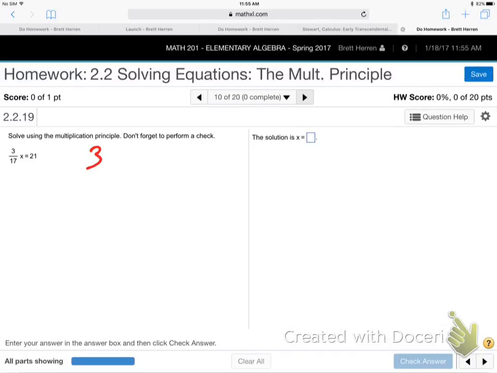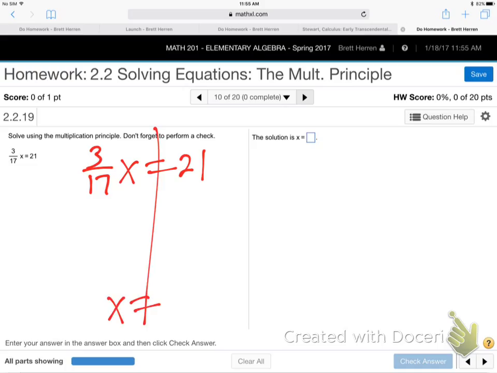Okay, so we have 3/17 x is 21. And here's the wall, and X is saying, I want to be alone. I'm the big loner. Get rid of everything that's with me. Get rid of this 3/17. Don't even look at that 21 right now. Our focus is the X and whatever's with the X. How do you get rid of that 3/17?